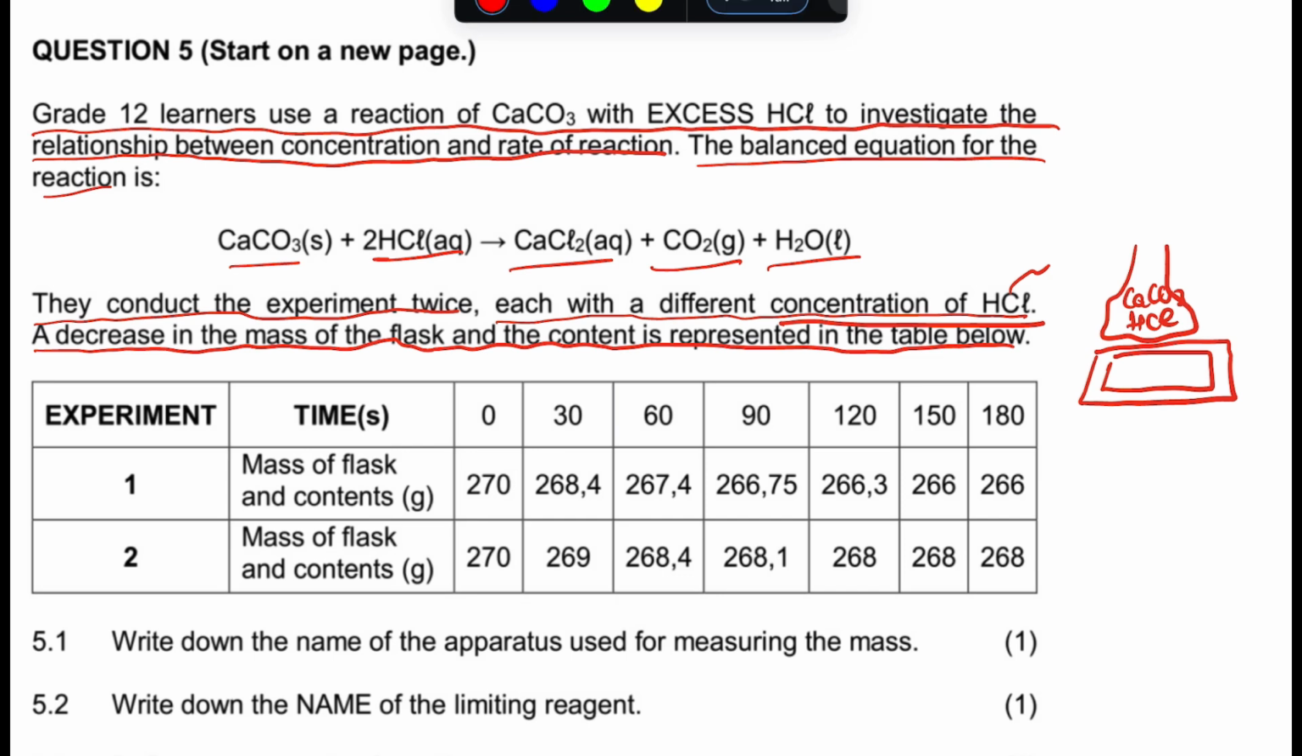So what is happening? If you look here in the graph, experiment 1 starts with a mass of 270, and then the mass after 30 seconds decreases to that. After 60 seconds it decreases to that. So every 30-second interval there's a mass decrease, up until the mass is constant. That means the reaction has reached completion starting from 150 seconds. What causes the mass to decrease is the carbon dioxide gas that is released.